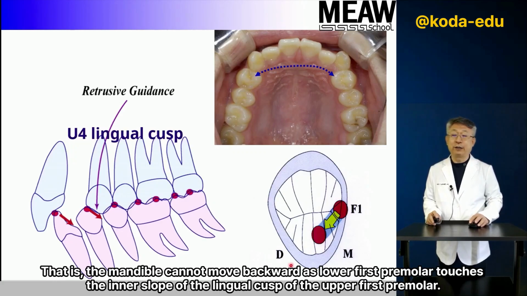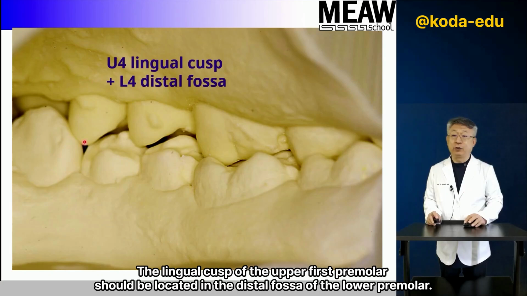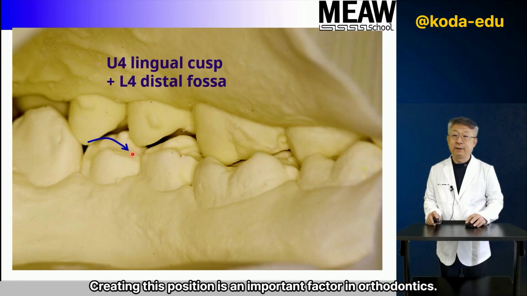That is, the mandible cannot move backward, as the lower first premolar touches the inner slope of the lingual cusp of the upper first premolar. The lingual cusp of the upper first premolar should be located in the distal fossa of the lower premolar. Creating this position is an important factor in orthodontics.